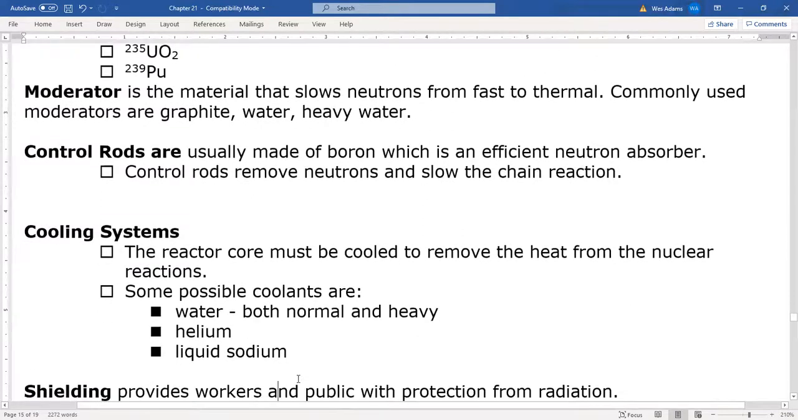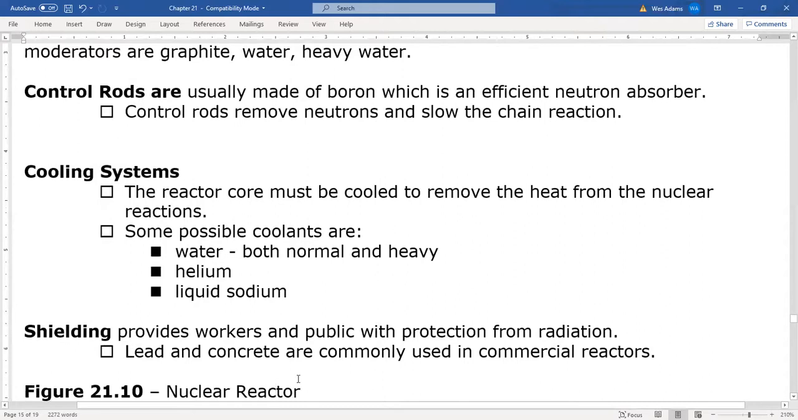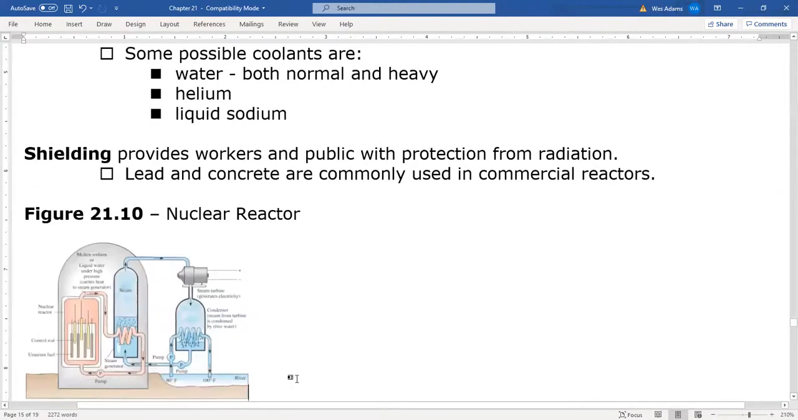The cooling systems remove heat from the nuclear reactor. A lot of times we use water in commercial reactors because we're going to use it to turn a steam turbine to produce the electricity that is transmitted, but it can be helium or even liquid sodium and probably a couple other things. You're going to need shielding, usually a mixture of lead and concrete. Those big dome-shaped bunkers that are around it are generally made out of a combination of lead and concrete.